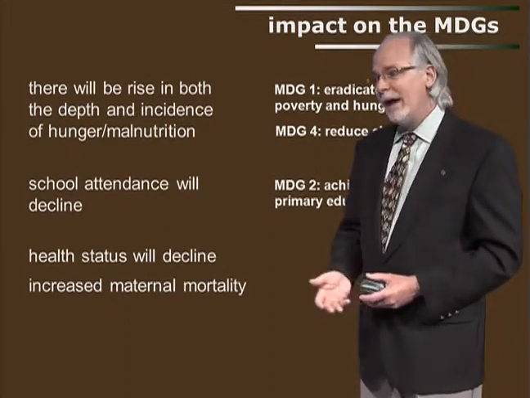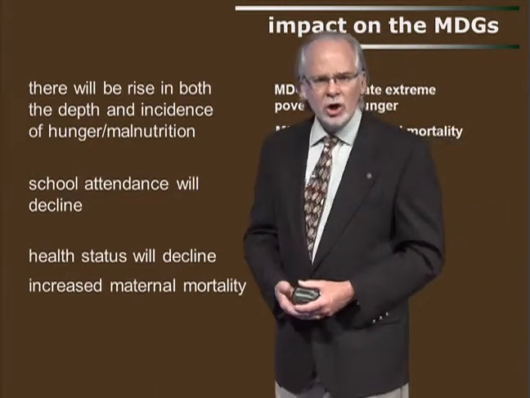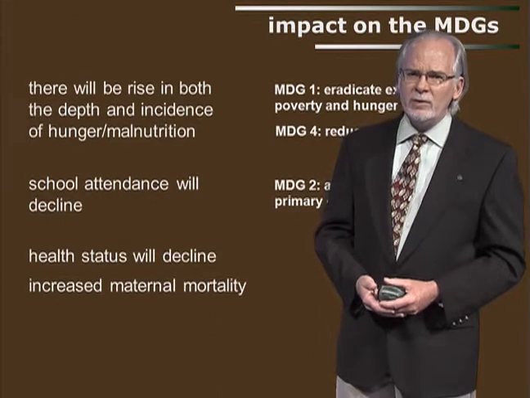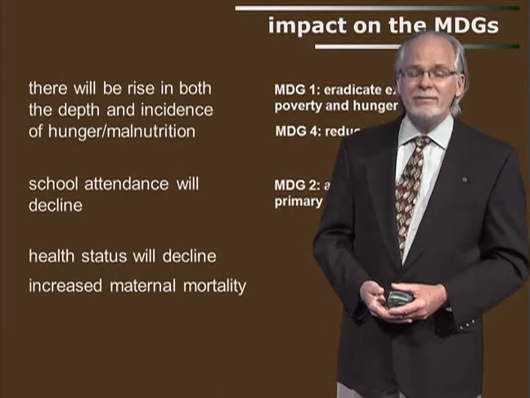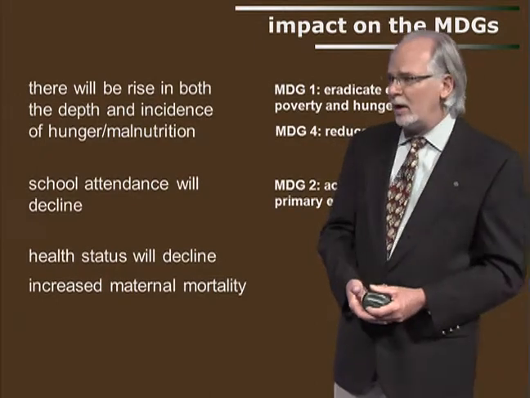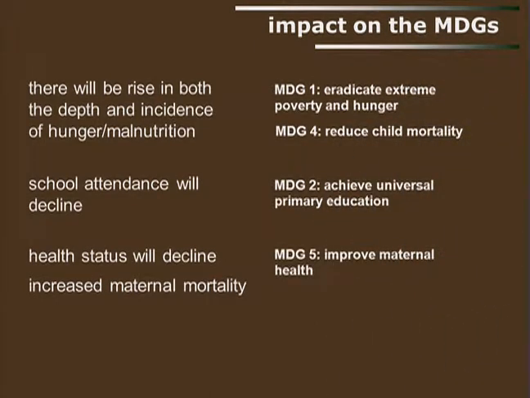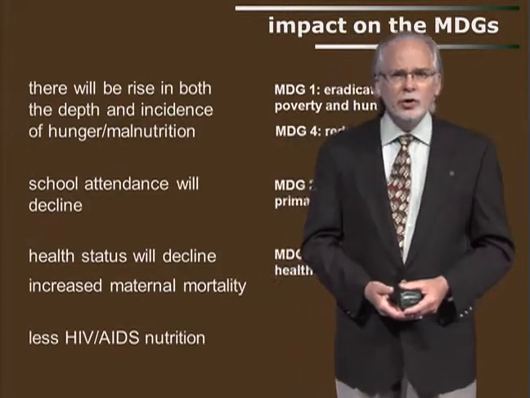We know this will happen as a result, because newly pregnant women, young girls who are often the ones having babies in these very difficult situations, will even have less access to health care than they had before. And MDG 5, which is improving maternal health, is going to be affected. There's going to be less support for HIV/AIDS nutrition.